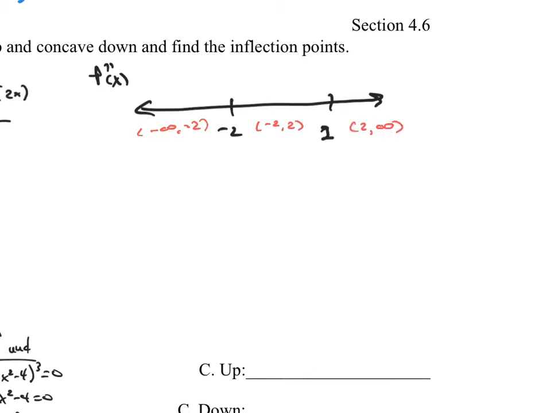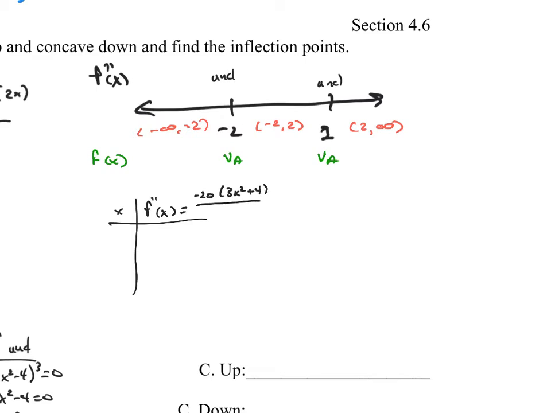I know that my second derivative is undefined at each one of those x values, and I'm caring about the shape of my function, and at -2 and 2 I'm going to remind myself those cannot be inflection points. Those are vertical asymptotes. I need to plug these numbers into the second derivative. Again, the second derivative was -20 times 3x squared plus 4, and then all of that is over x squared minus 4 raised to the third power.